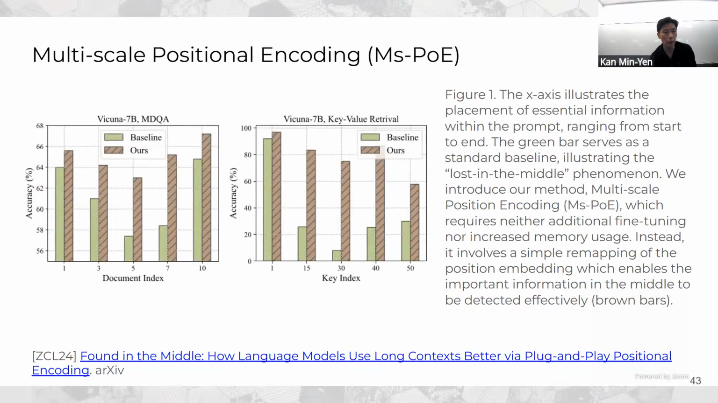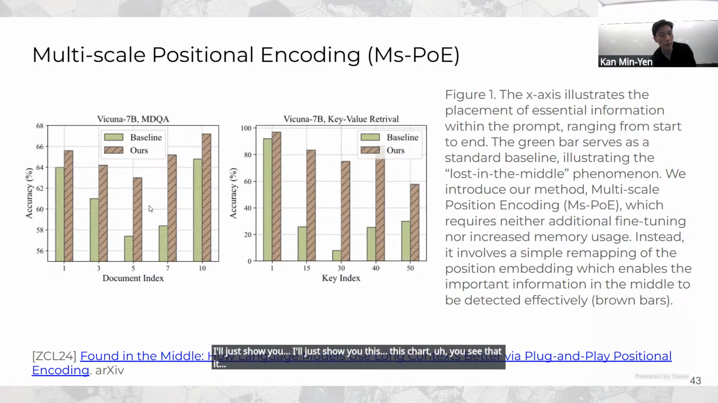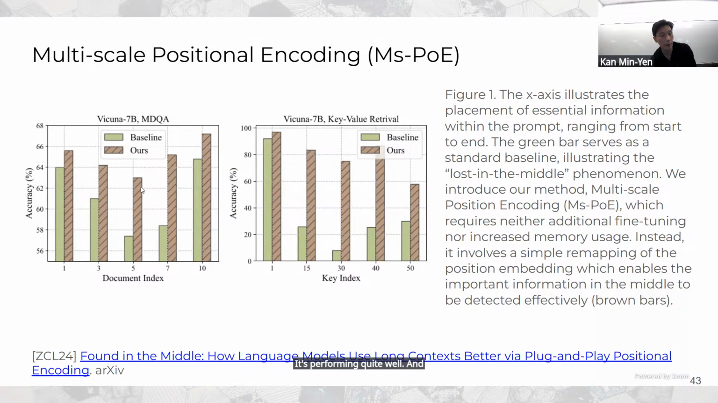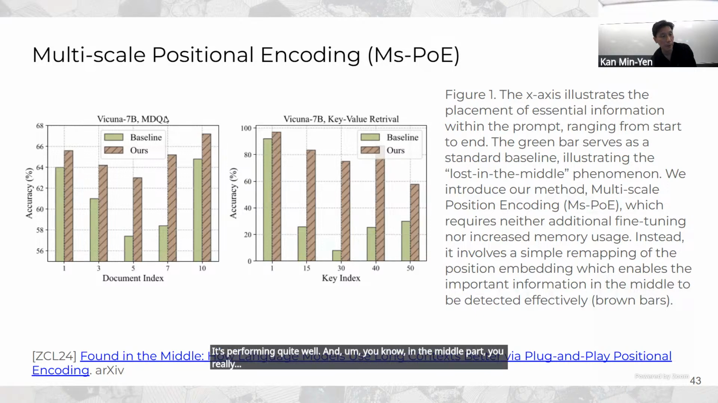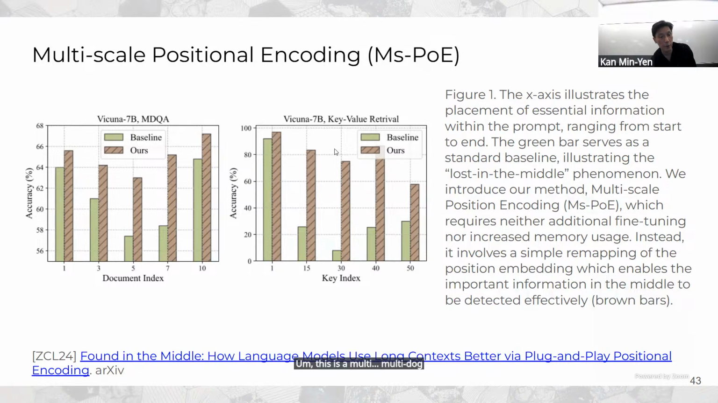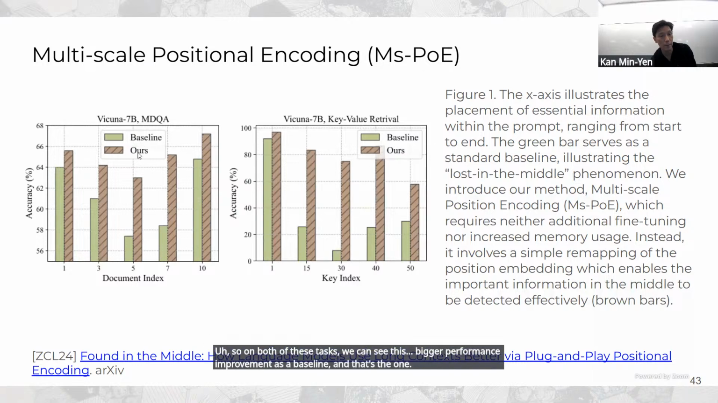I'll just show you this chart. You see that it's performing quite well, and you know, in the middle part it really improves. This is the multi-document QA, and this is the key-value JSON retrieval. So on both of these tasks, you can see this big performance improvement. There's the baseline, and that's the one with MSPoE.